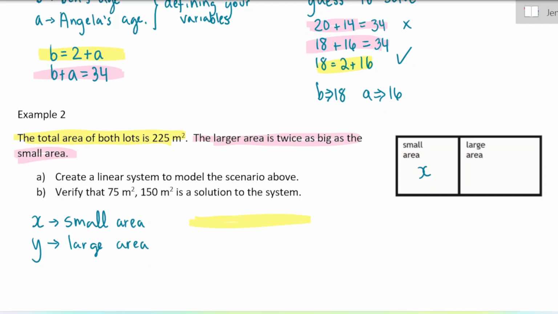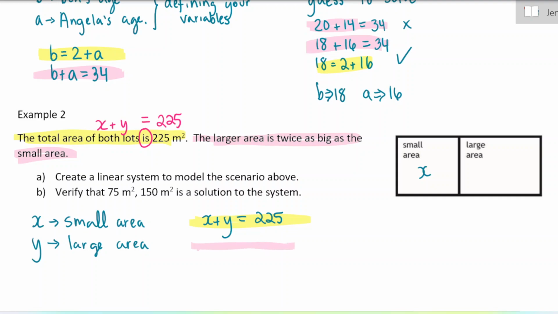So usually, again, this is where the equal sign is in the equation when we're trying to write this down. So the total area of both lots is 225. Total is another way of saying when you add them together. So if I add X plus Y together, I'm going to get 225. That's my first equation. Let's write it down. X plus Y equals 225.